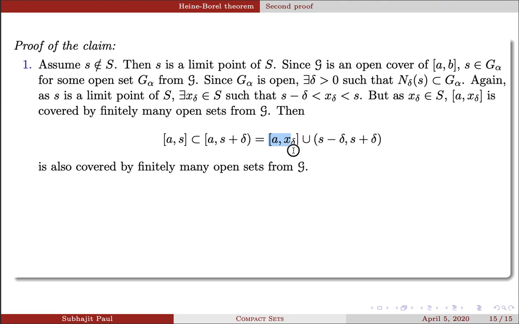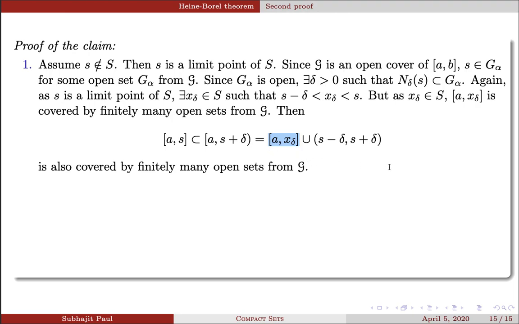A to A plus delta is A to x delta and then S minus delta to S plus delta. Remember, x delta is to the right of S minus delta. So A to x delta is there and S minus delta goes somewhere over here, somewhere in between A to x minus delta. So A to x minus delta and then S minus delta to S plus delta, this will totally cover A to S plus delta. I urge you to draw a picture over here to convince yourself.